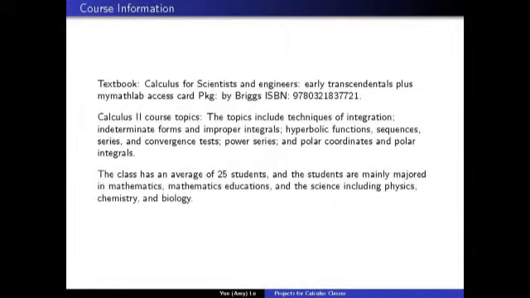Okay, so the students, I guess I'm a little bit lucky, we have a smaller class size, and those are mainly freshmen. Some of them are math education majors, but most are from physics, biology, and chemistry, and some computer science students.